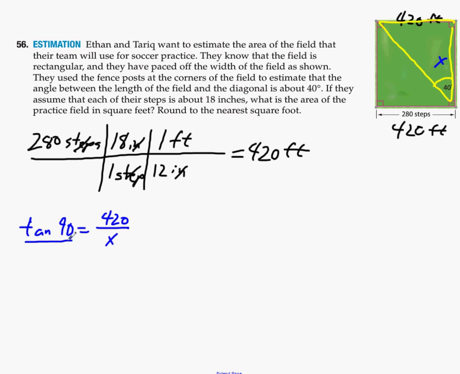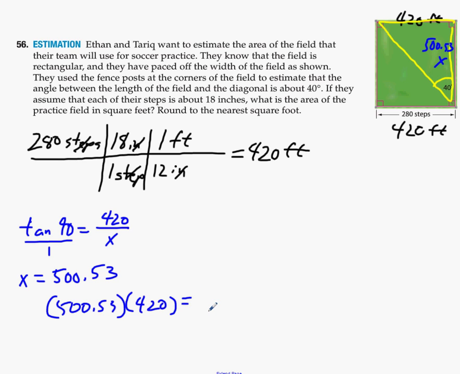When I cross multiply, I take 420 and divide by tangent of 40 degrees, and I'm going to get x is equal to 553. So in other words, if this is 553 here, that's going to be my length times my width, which is 420, which is going to get me an area.